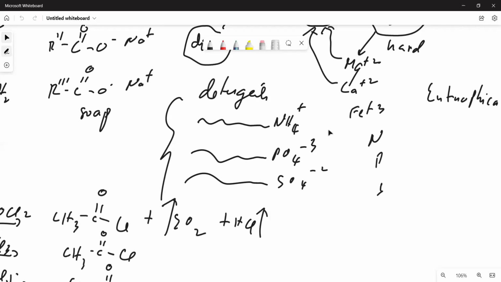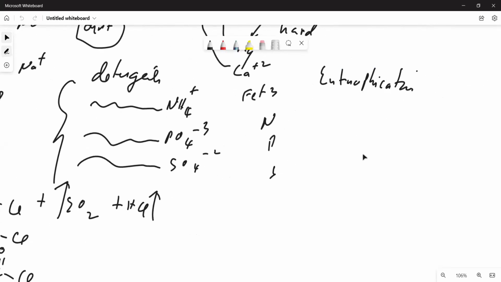These kinds of surfactants would not precipitate if you use hard water. But there is an environmental problem for detergents, because nitrogen, phosphorus, and sulfur are nutrients for plants to grow. So when these washings reach rivers, lakes, canals, there will be overgrowth of underwater plants. You call that eutrophication.